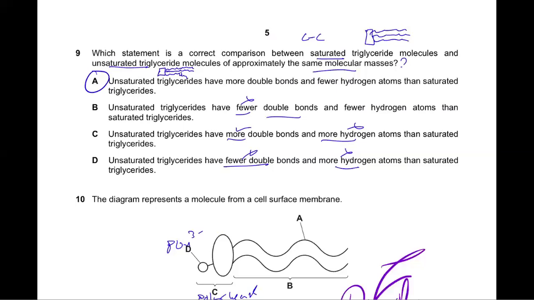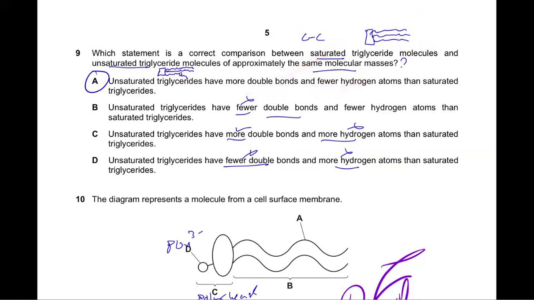Which statement is correct comparison between saturated and unsaturated triglycerides? Saturated triglyceride will have carbon-carbon double bond. It will be a triglyceride molecule, something that I've drawn here. An unsaturated triglyceride molecule should have a kink somewhere because of the double bond in one of the tails. Approximately the same molecular mass. So how can they have the same molecular mass? Unsaturated triglycerides have more double bonds and fewer hydrogen atoms than saturated.